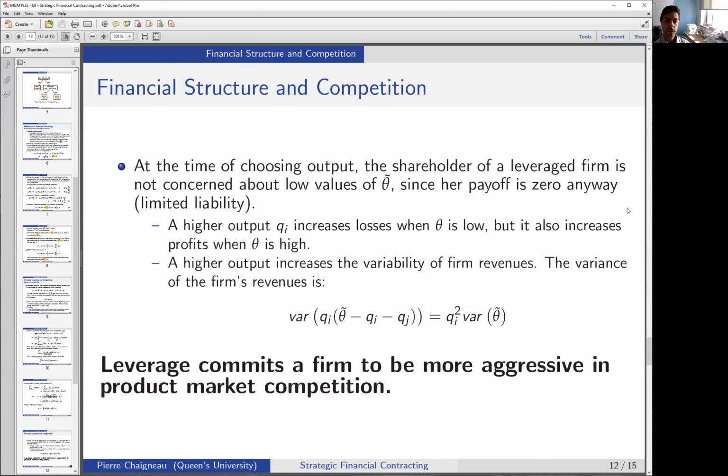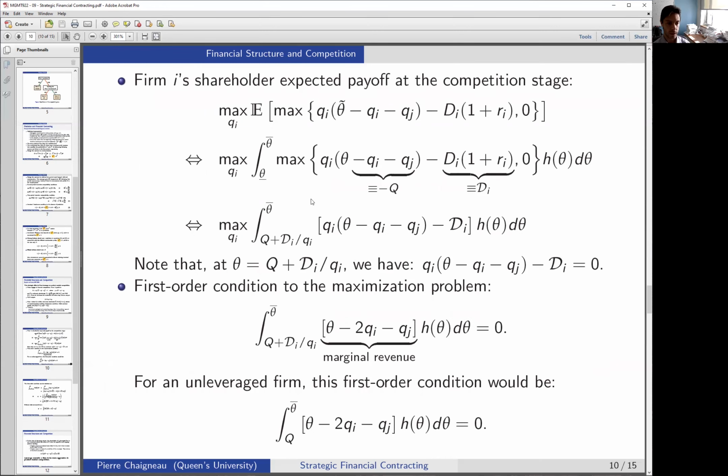Well, this is because we take the perspective not of all investors in the firm, so shareholders and lenders, but just the perspective of a shareholder. He is the economic agent making the decision. He is the one choosing the firm's output. But from the perspective of the shareholder, he's not concerned about what's happening when theta is low. Why is that? Because in this case, his payoff will be equal to 0 anyway. Right? He's protected by limited liability.